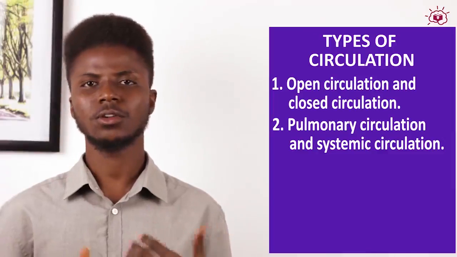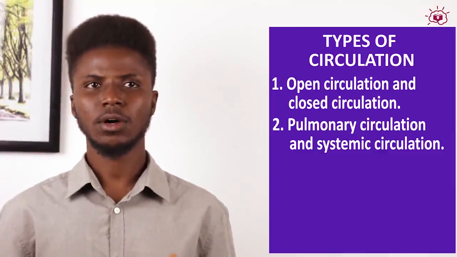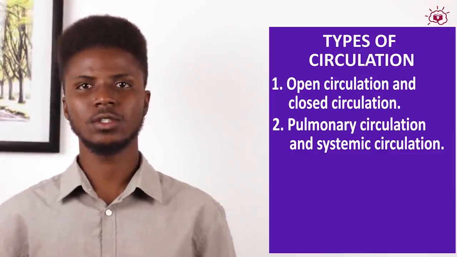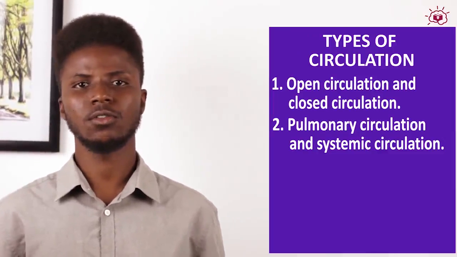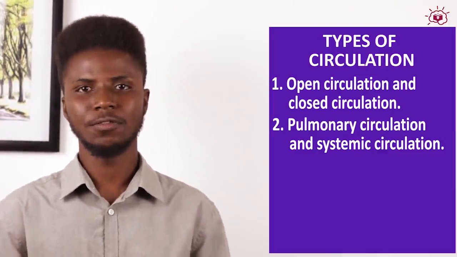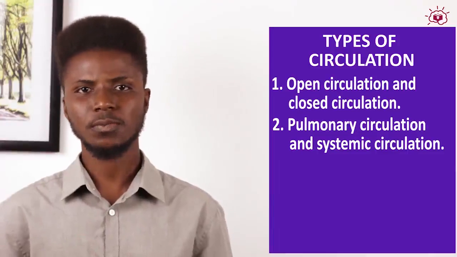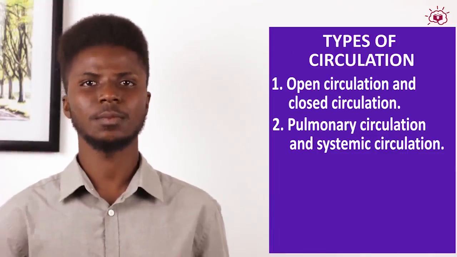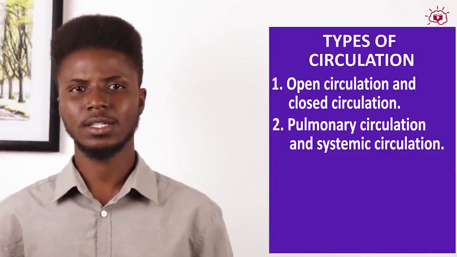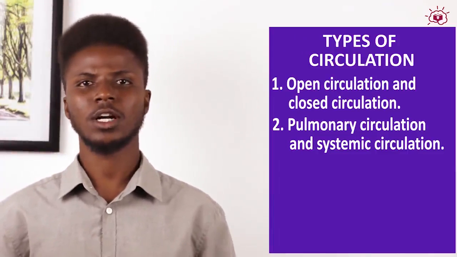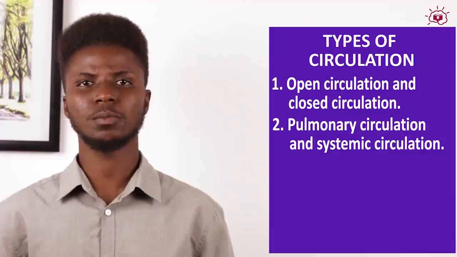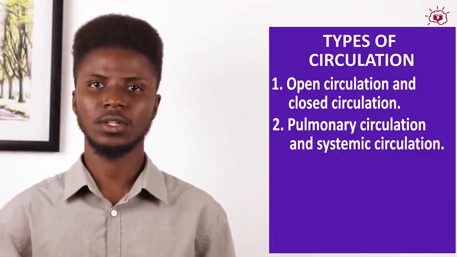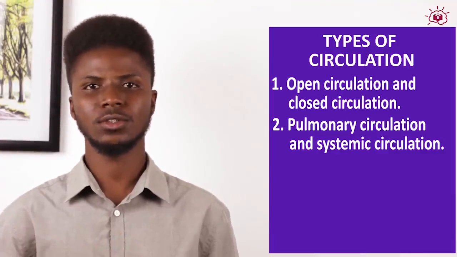Now, in closed circulation, blood does not just diffuse into the body parts, but makes use of what we know as blood vessels. That's the arteries, the veins, and the capillaries. We will get back to that later. We're also going to talk about pulmonary circulation and systemic circulation.